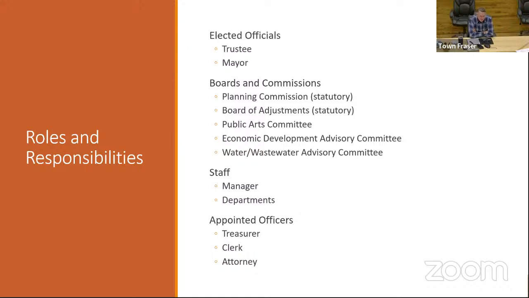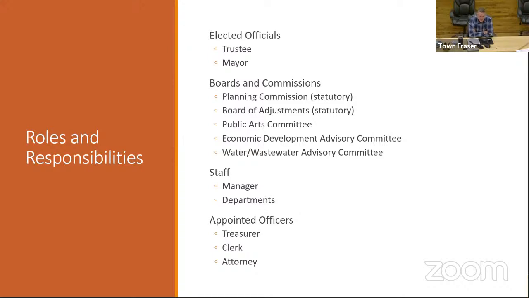And the last thing I'd like to talk about is our appointed officers. By state statutes, statutory towns, which is what Fraser is, are required to appoint a treasurer, a town clerk, and a town attorney. Our treasurer is typically dual-hatted with our finance director. The clerk is Antoinette, and she's going to talk a little bit more about her duties. And the town attorney, we just recently hired Kent Whitmer of the Whitmer Law Firm to serve as our town attorney.